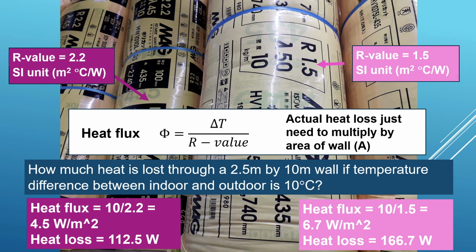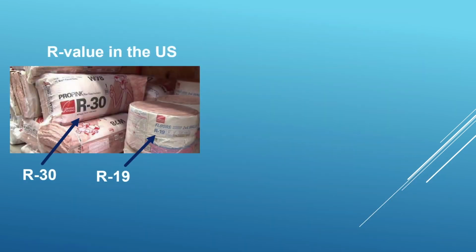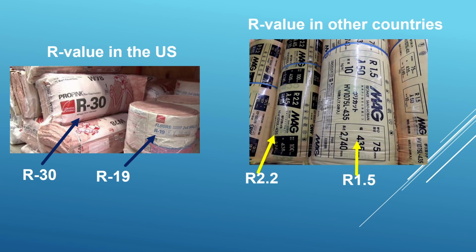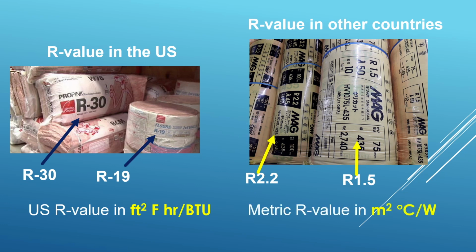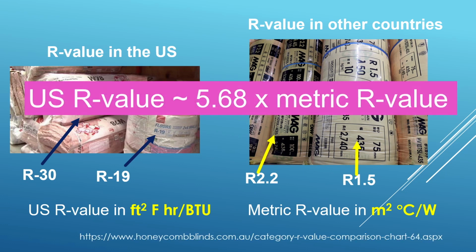One thing to note is that R values depend on the country you are in. In the US, the R value is different from that in the rest of the world. That is because in the US, R value is in imperial unit, whereas other places use SI unit. For conversion, R value in the US is 5.68 times larger than the metric R value.